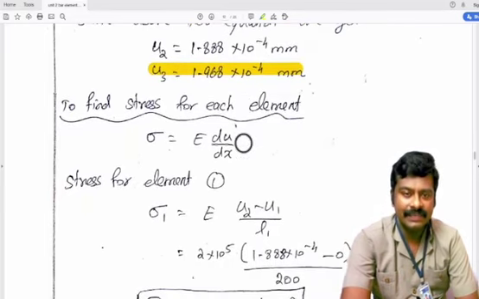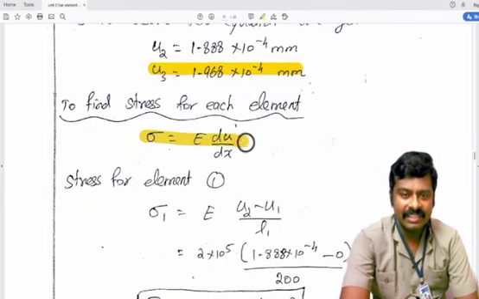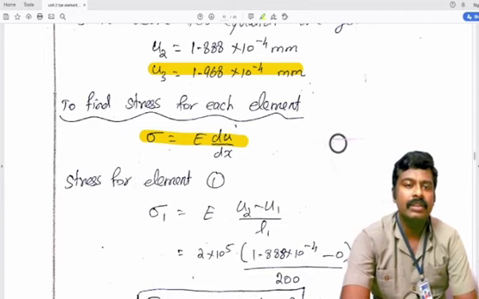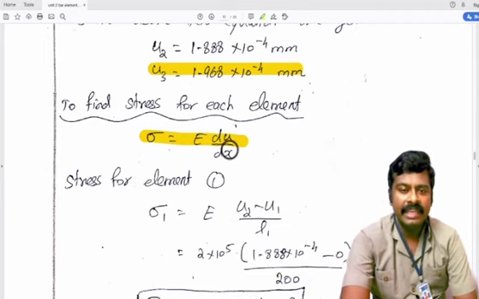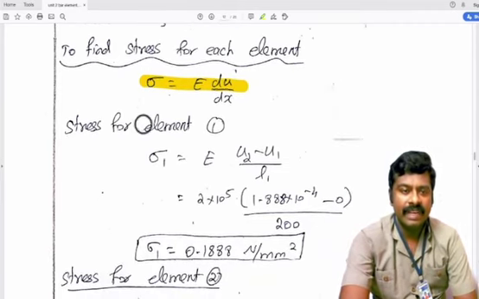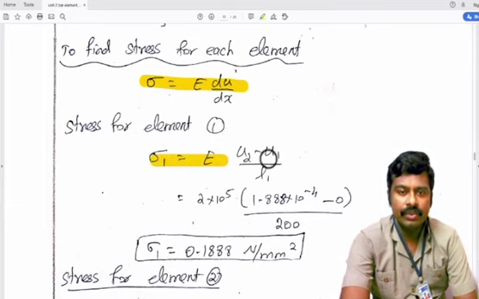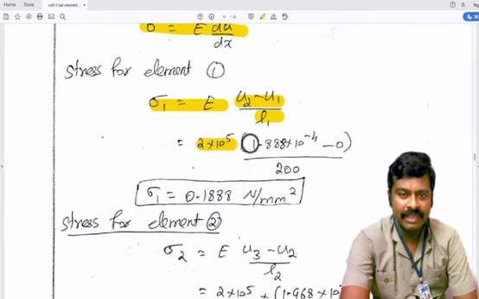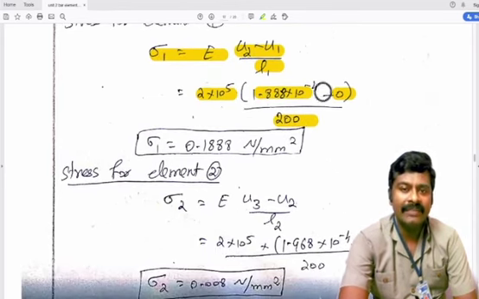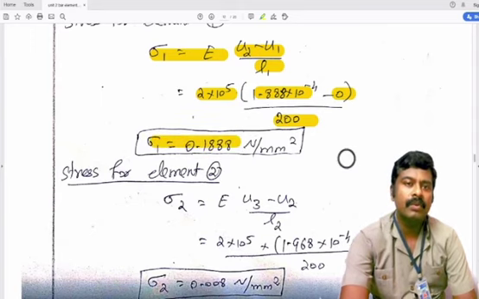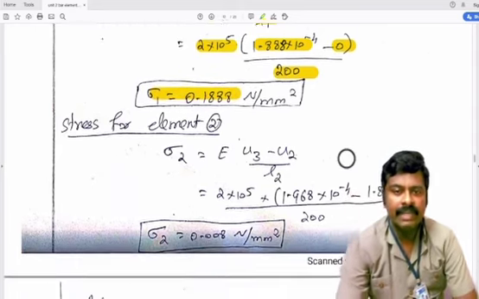To find stress for each element, the general stress equation is given by sigma equal to E du by dx. Therefore, the stress for element 1, sigma 1 equal to E into U2 minus U1 by L1. Substitute the corresponding values of Young's modulus, U2 value, U1 value is 0 because node 1 is fixed, L1 equal to 200. After simplifying this equation, the value yields sigma 1 equal to 0.1888 Newton per mm square.